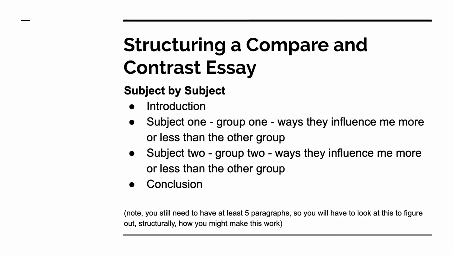Now, just a quick note, you have to have at least 5 paragraphs for your final essay for compare and contrast. So be sure you're looking at how you can structurally work this. Are you going to have a third subject that you're looking at? Are you going to break it up somehow into maybe 4 paragraphs? Because you could have 6 paragraphs if you wanted, if you're really looking at the subject by subject. So think about that though, because structure is very important for these academic essays.